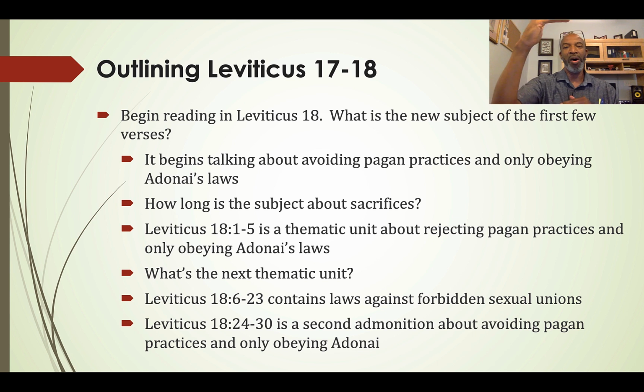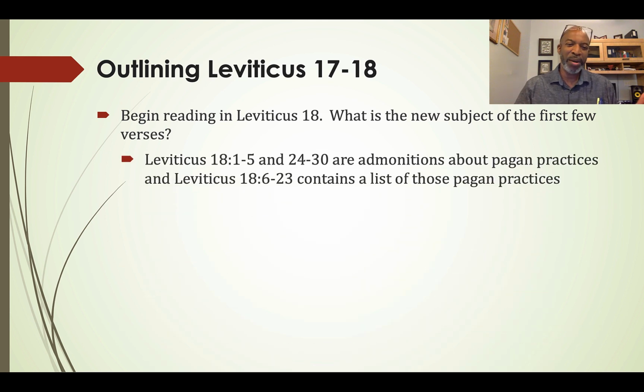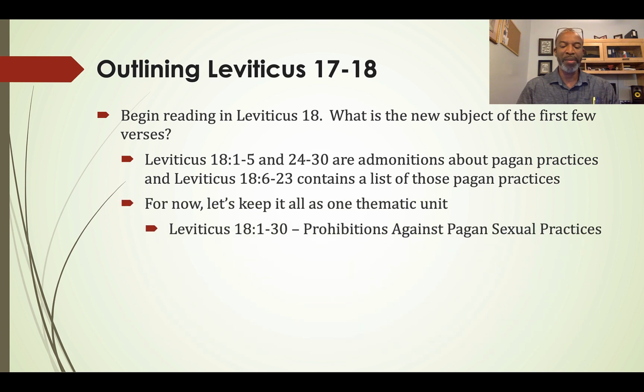So we know that from verse 1 all the way through verse 30 is one subject. Okay, so we say, well, what is the new subject? Again, I pretty much did this analysis here. 1 through 5 and 24 through 30 are the same thing. Verses 6 through 23 are the actual pagan practices. So what I'm going to suggest is, since we've got some bookends here, verses 1 through 5 and then 24 through 30, and the content in between, let's just look at all of Leviticus 18 as one subject, okay?